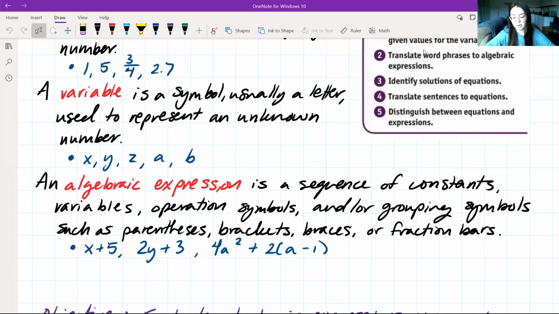So an algebraic expression is a sequence of constants, variables, operation symbols, and/or grouping symbols such as parentheses, brackets, braces, or fraction bars. Examples are x plus 5, 2y plus 3, 4a squared plus 2 times a minus 1. Algebraic expressions are just any combination of these things to create an expression.